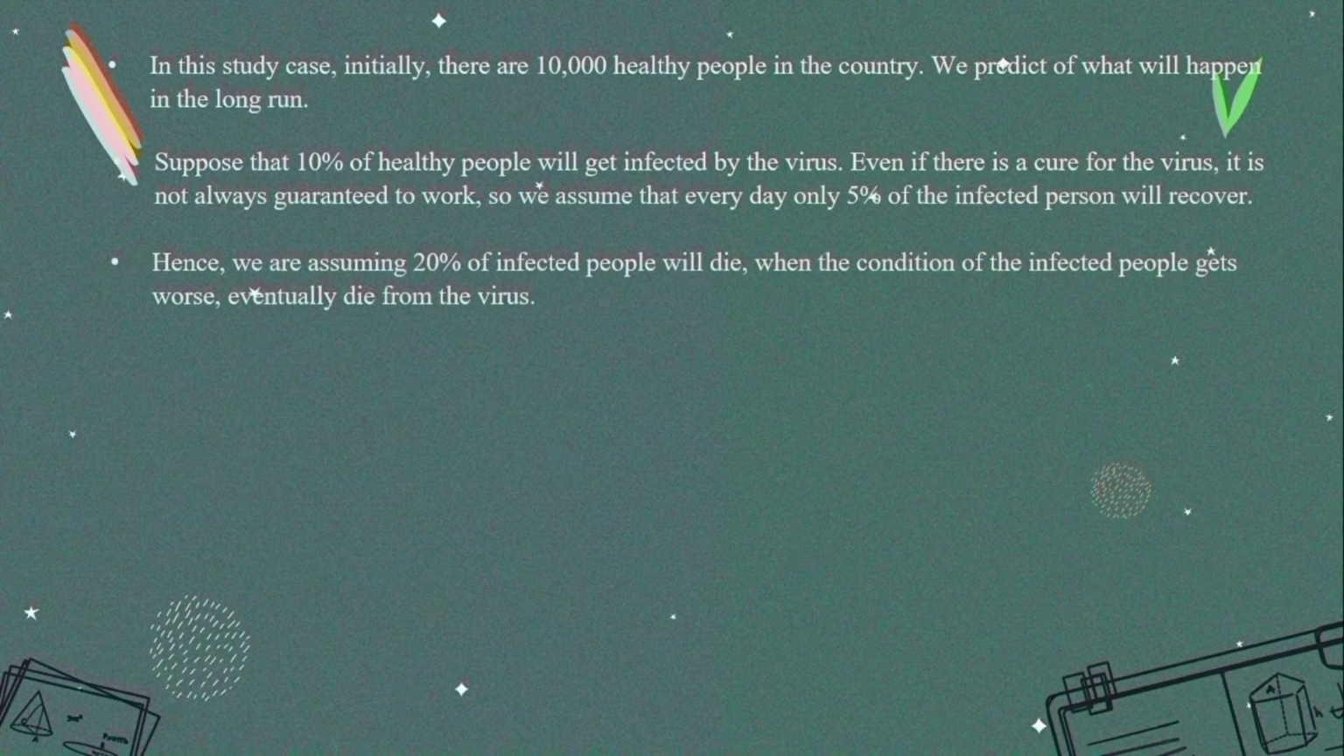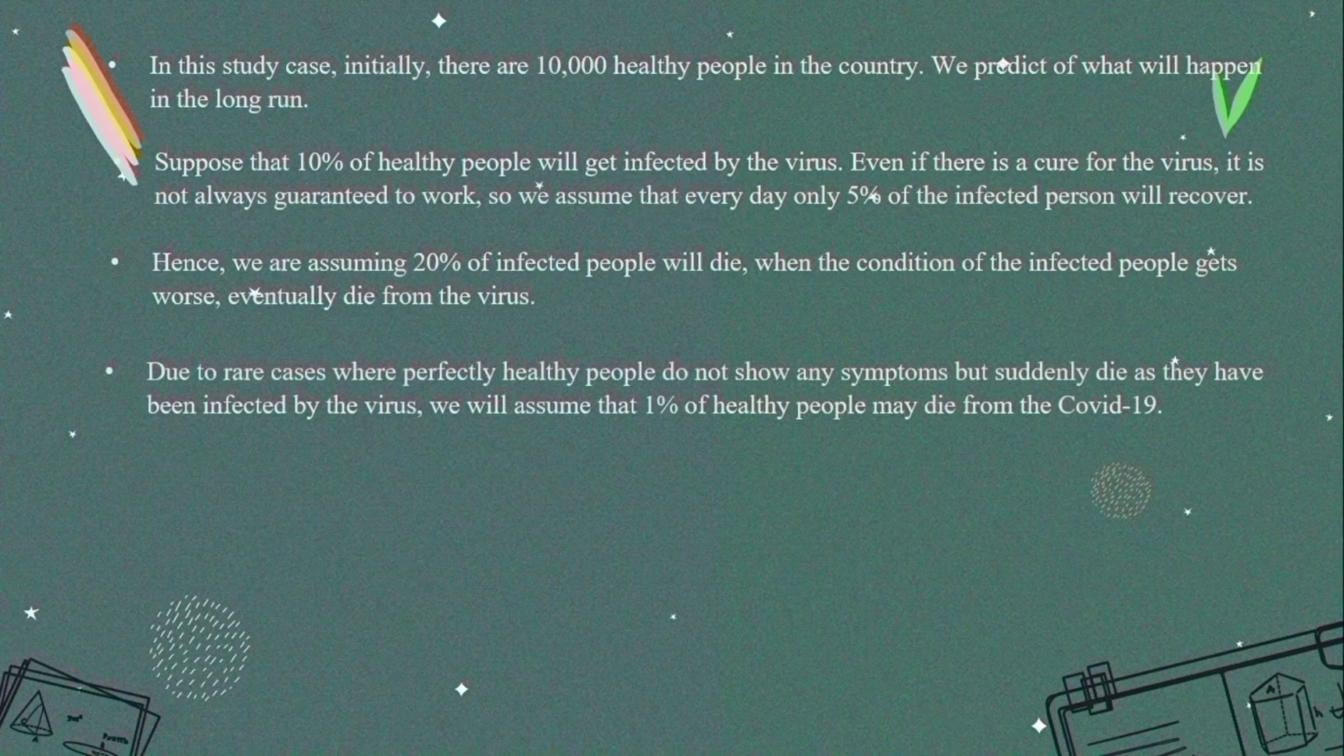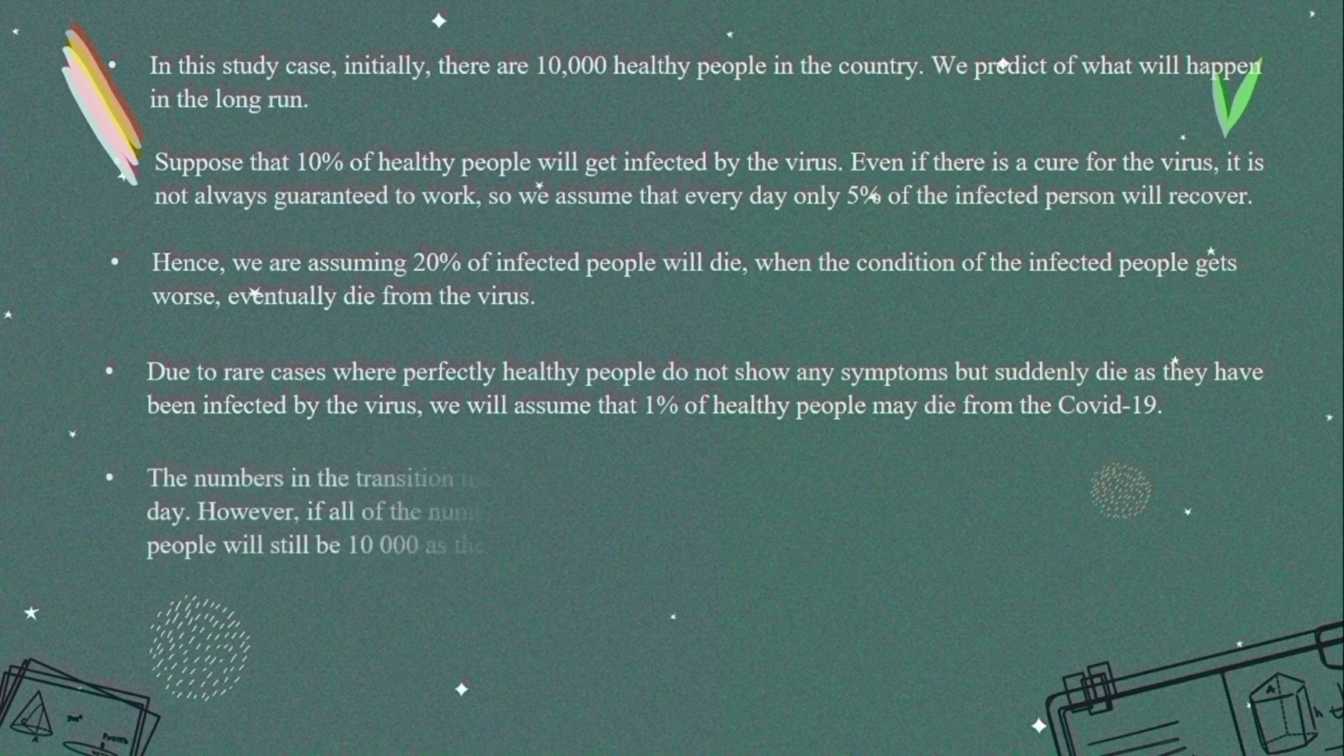Hence, we are assuming 20% of infected people will die, when the condition of the infected people gets worse and they eventually die from the virus. Due to rare cases where perfectly healthy people do not show any symptoms but suddenly die as they have been infected by the virus, we will assume that 1% of healthy people may die from COVID-19.